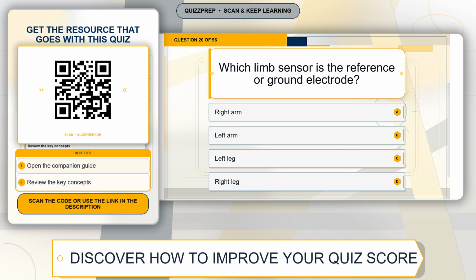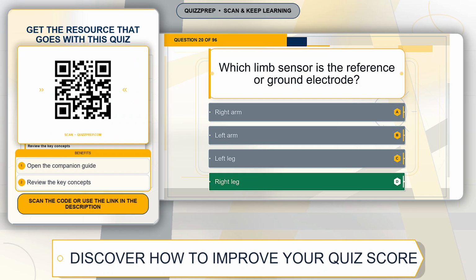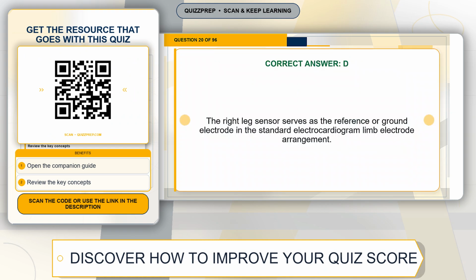Question 20. Which limb sensor is the reference or ground electrode? Option A. Right arm. Option B. Left arm. Option C. Left leg. Option D. Right leg. The correct answer is option D. Right leg. Explanation. The right leg sensor serves as the reference or ground electrode in the standard electrocardiogram limb electrode arrangement.